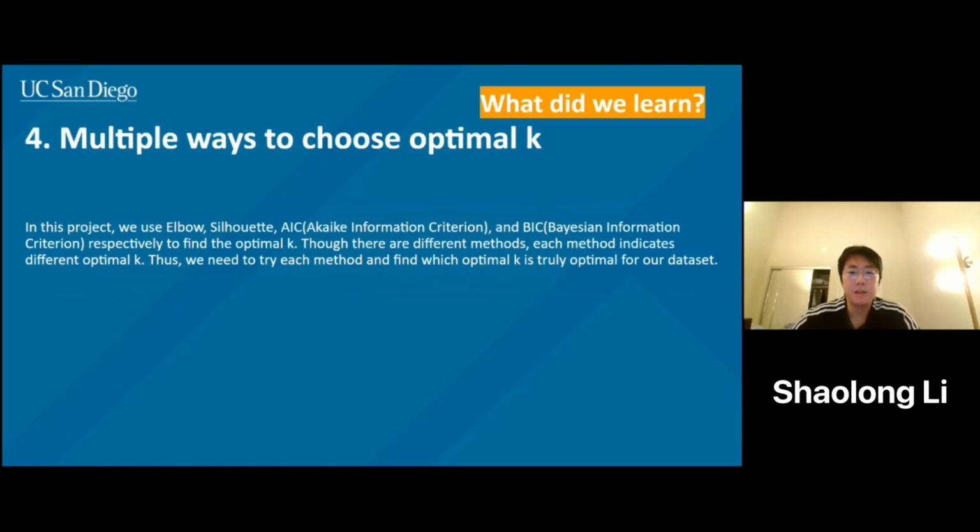And fourth, in this project, we use elbow, silhouette, AIC, and BIC respectively to find the optimal k. Though there are different methods, each method indicates a different optimal k. So we need to try each method and find which optimal k is truly optimal for our dataset.